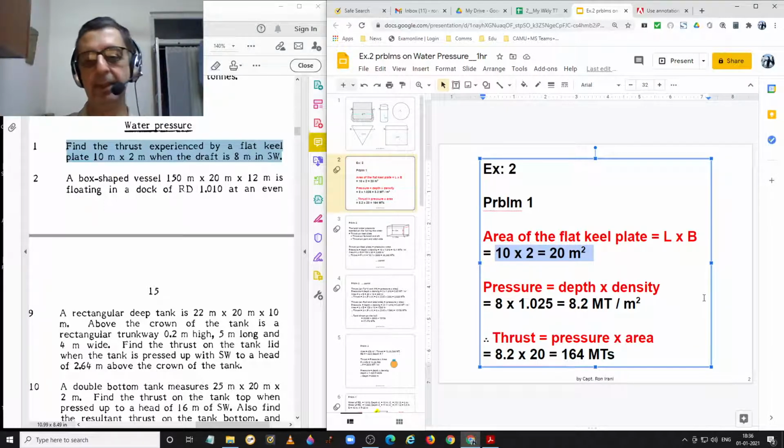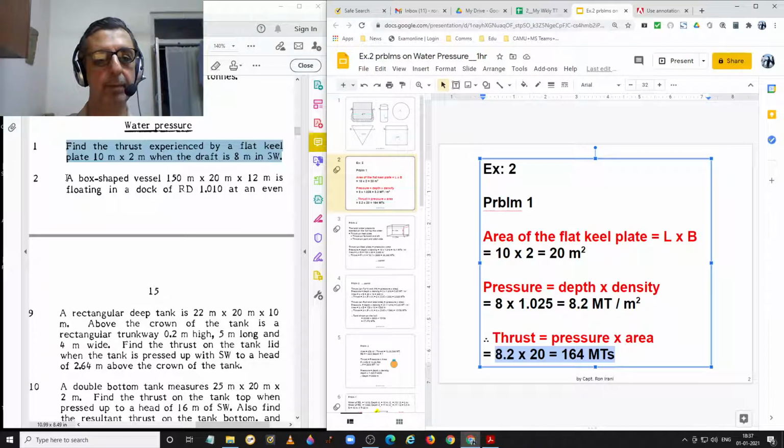The pressure experienced by this flat keel plate from the sea is equal to depth into density, and the depth being the draft 8 meters, the relative density being 1.025 of the sea salt water. That gives us pressure of 8.2 metric tons per square meter. Thrust, as we all know, is equal to pressure into area, and that works out to 8.2 into 20 equal to 164 metric tons.